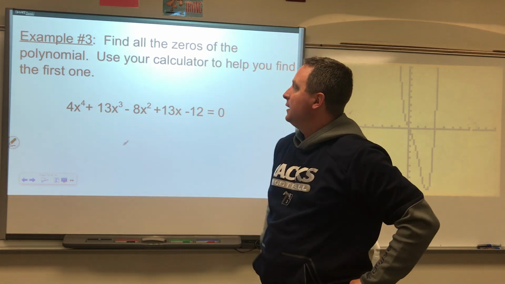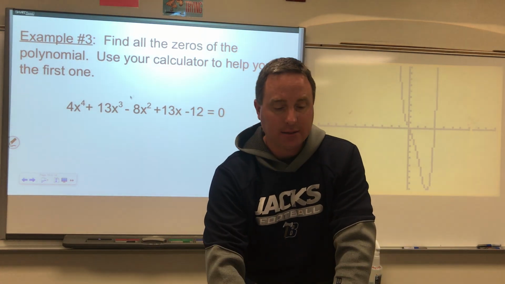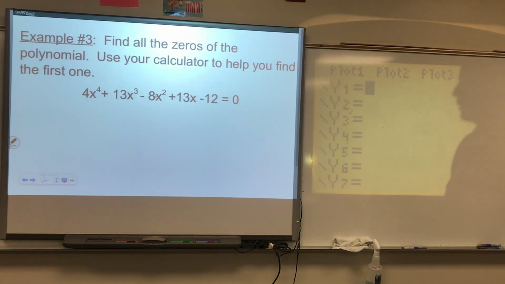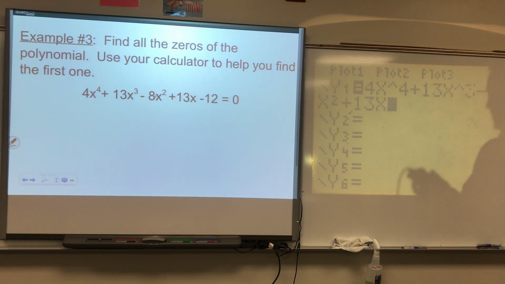I think I have one last one here. Yes, actually I got 2 left. Okay, and again, this is a little bit different than the last one. I'm trying to cover all the different types of problems you're going to see here. Okay, I'm going to go back and type this one in. 4x raised to the 4th, and hopefully I copy it right this time. x to the 3rd minus 8x squared plus 13x minus 12. Okay, I'm going to graph it.